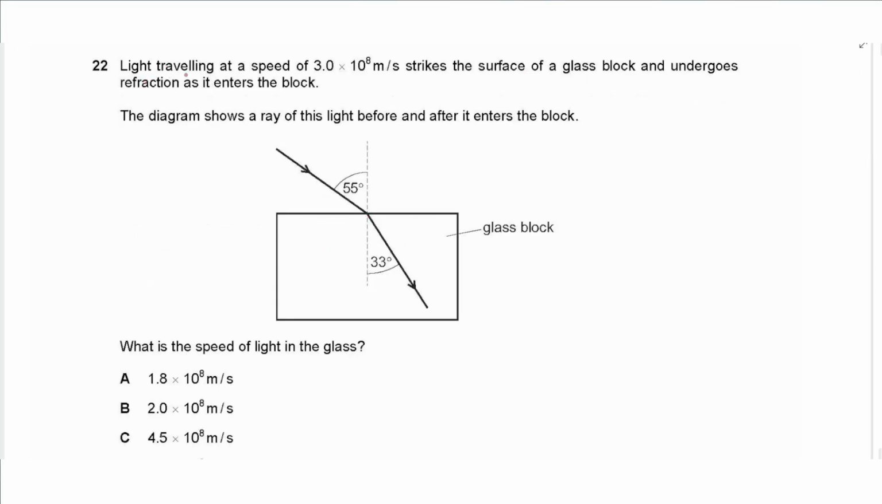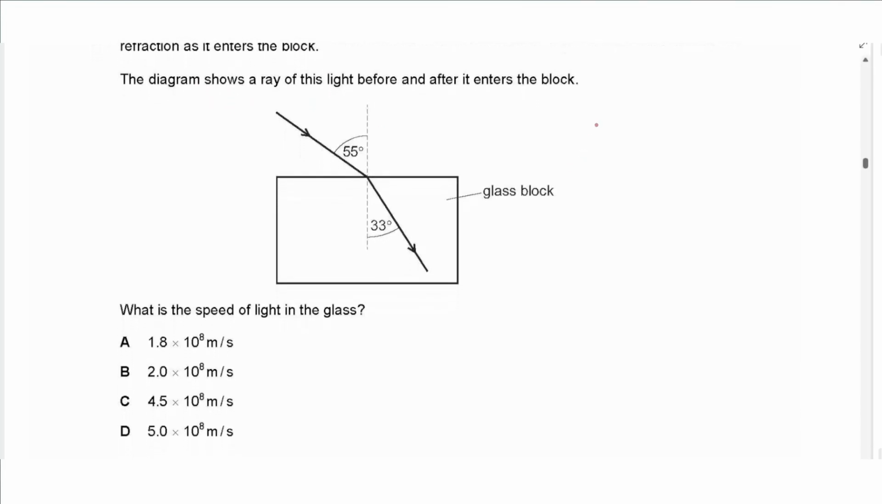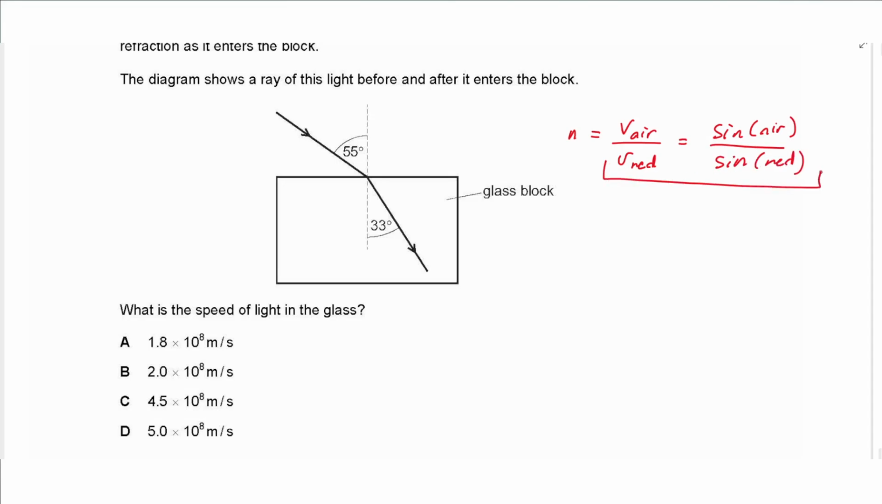Question 22 says light traveling at speed 3 times 10 to the power of 8 meters per second strikes the surface of a glass block and undergoes refraction as it enters the block. The diagram shows a ray of this light before and after it enters the block. What is the speed of light in the glass? We can use the refractive index, which is equal to the speed in air divided by the speed in the medium, and is equal to sine the angle in air divided by sine the angle in the medium. You can use this section of the equation. So 3 times 10 to the power of 8 in air divided by the unknown speed in the block is equal to sine the angle 55 in air divided by sine 33 the angle in the medium.